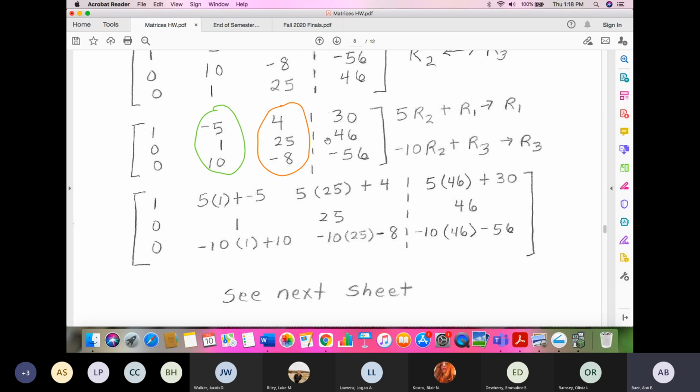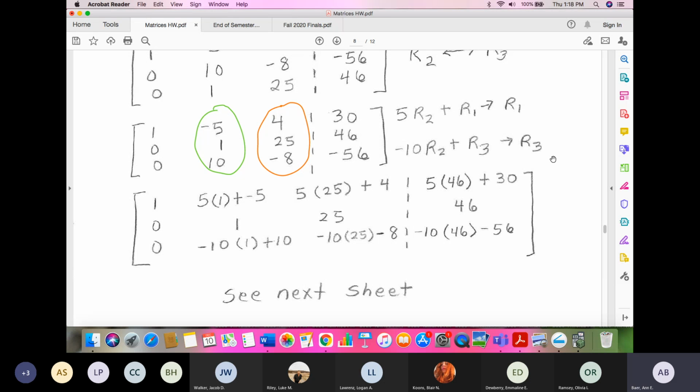So the next one, we want a 0 down here as well. We take the opposite, which is negative 10, multiply it by the row with the 1, which is row 2, and add it to the row where we want the 0. We want the 0 now in row 3.